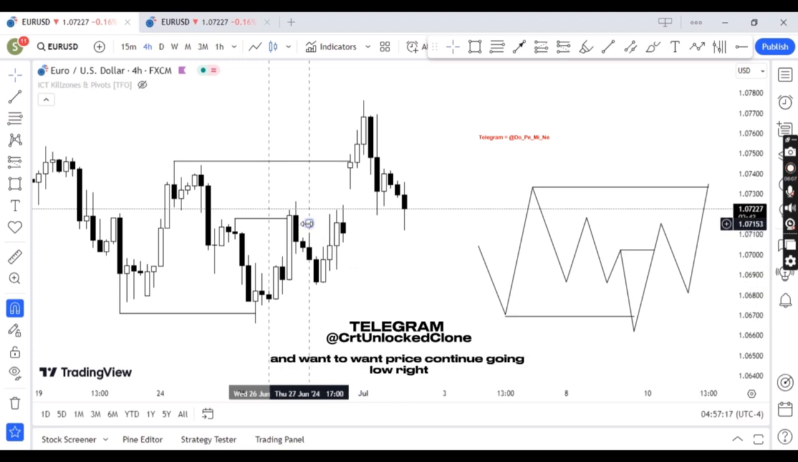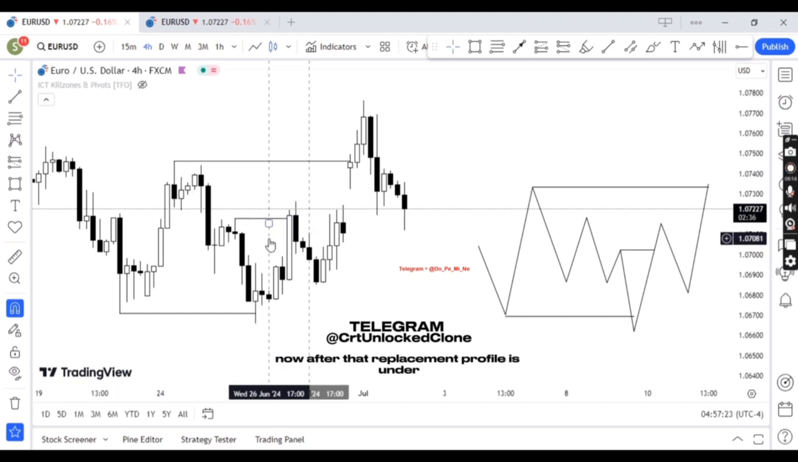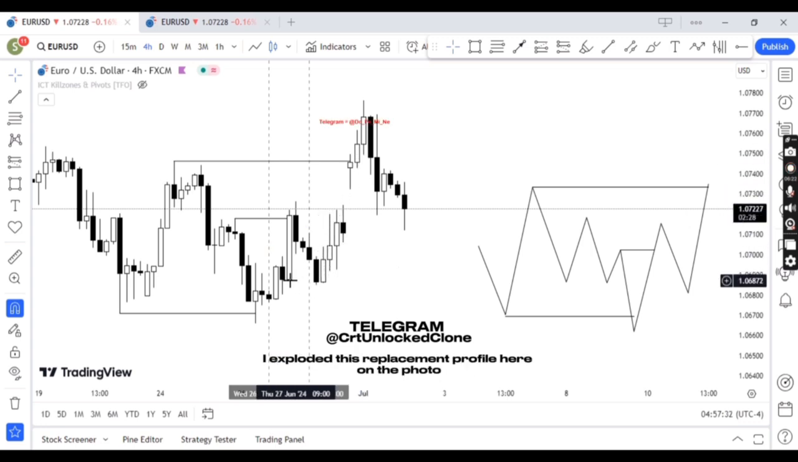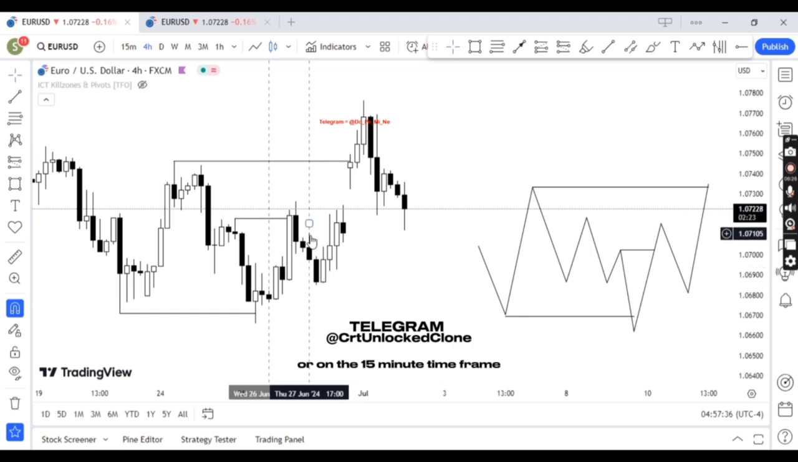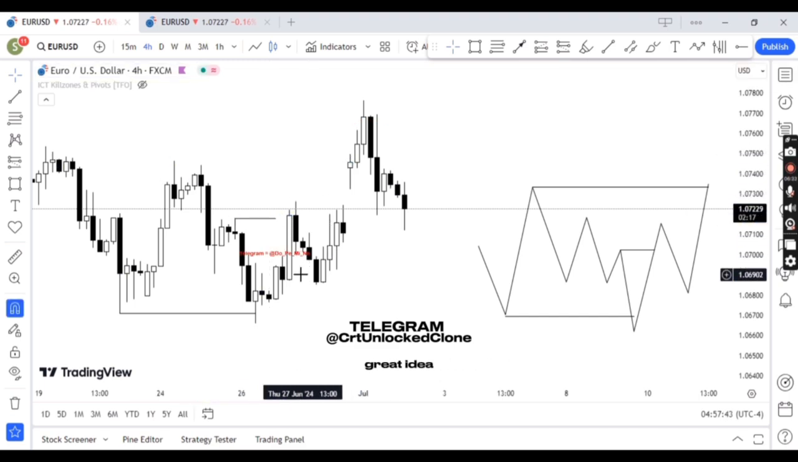And want price to continue going lower, right? Now, after that retracement profile is ended, price can again go to another expansion profile and continue its journey higher. But in this case, I exploited this retracement profile here on the 4 hour, on the 15-minute time frame, and I took a short trade there. That's the logical framework and thought process behind the trade idea.